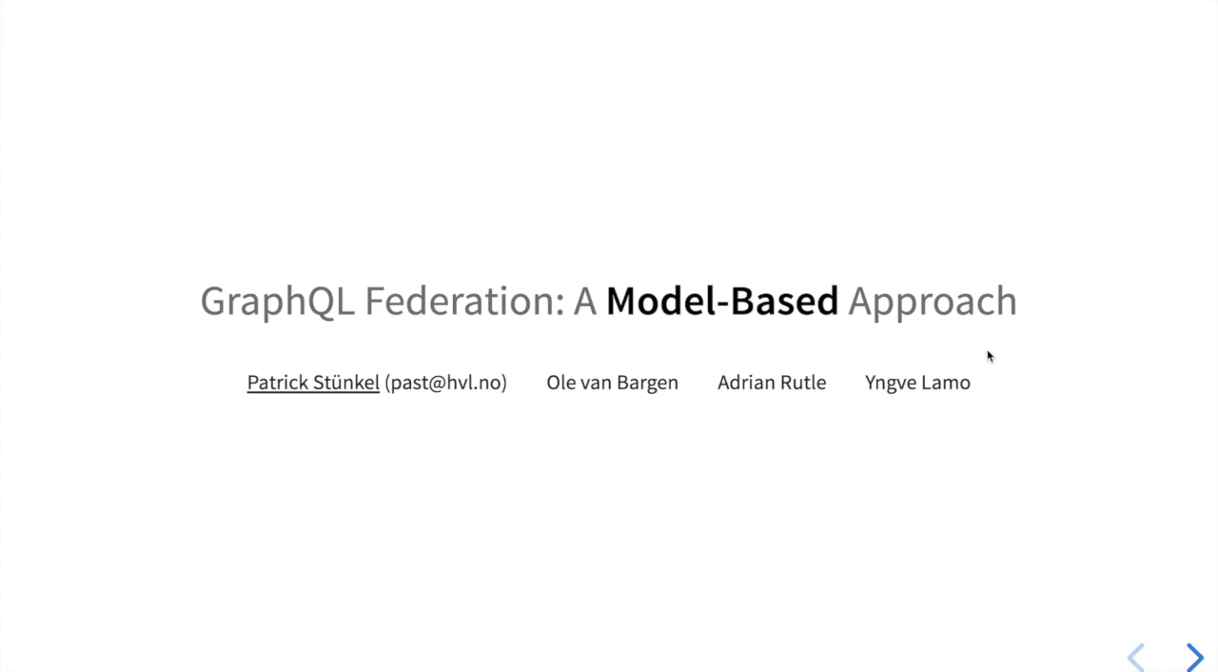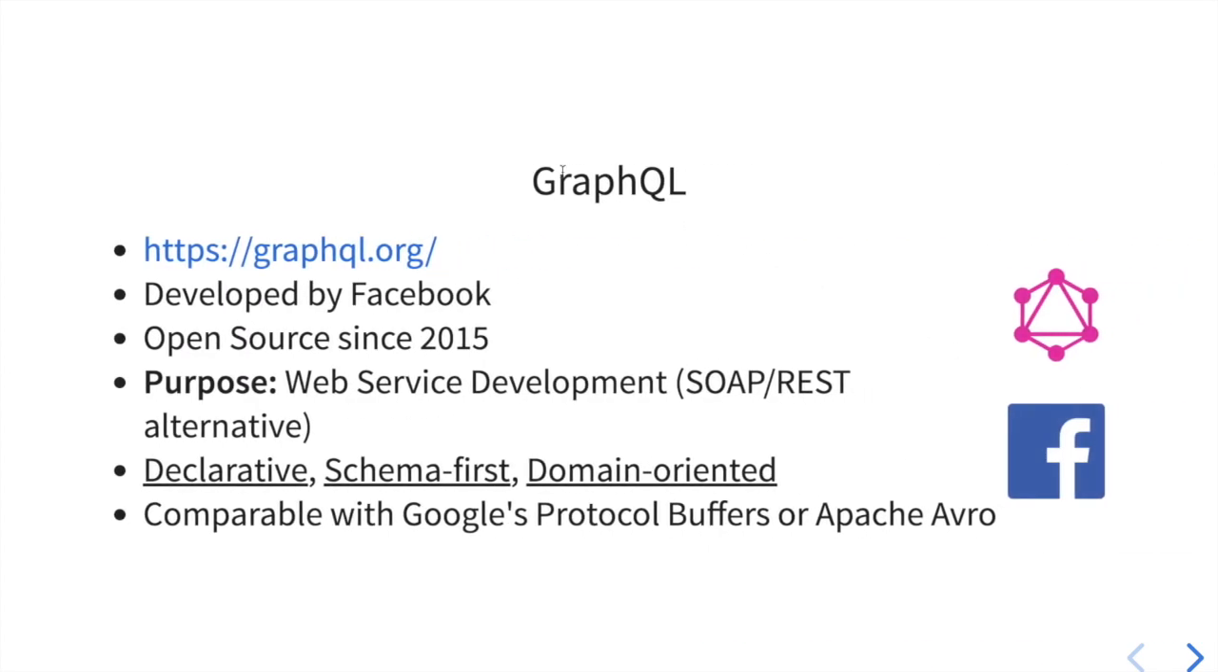So starting out with GraphQL and some hard facts. It is a framework for developing web services as an alternative to SOAP and REST. It was developed internally by Facebook and then open sourced in 2015. And it could be considered to play in a similar league as Google's protocol buffers or Apache Avro, if you have worked with them. And the main idea is it is schema first and it is domain oriented.